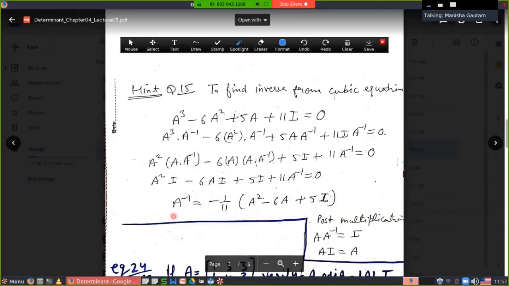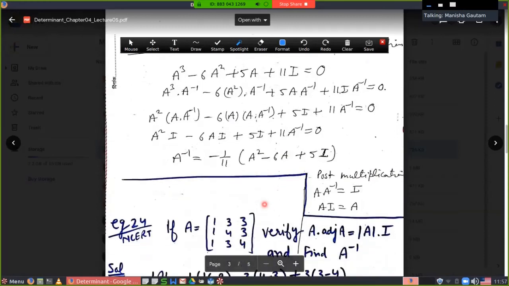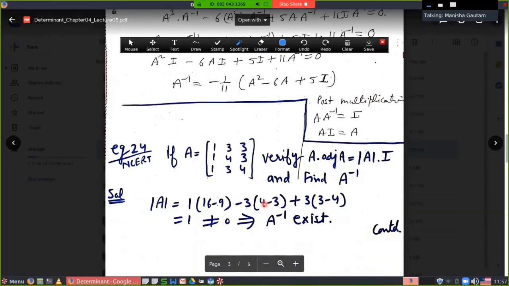No need to find cofactors. Just by using equations, you can find the inverse. Do it on your own. Now for the next, I will discuss a few examples of exercise 4.5. The first example is example number 24. A matrix is given to you. You have to verify A into adjoint of A is equal to determinant of A into I, and find A inverse.